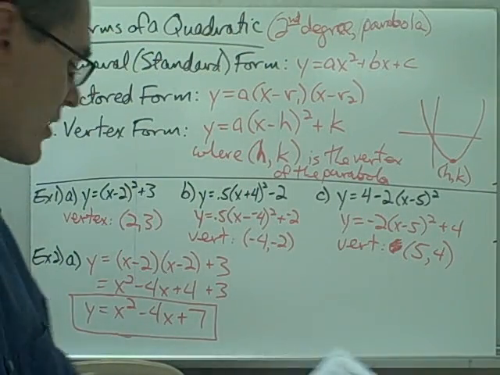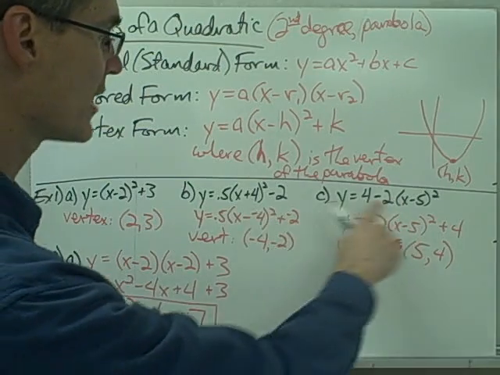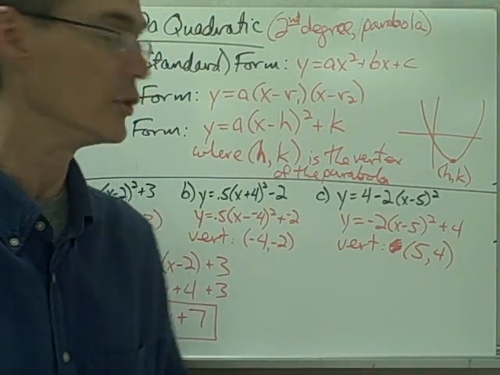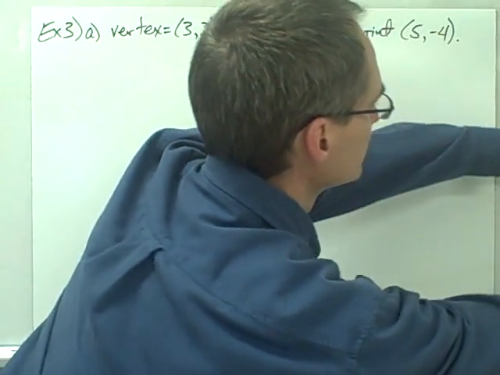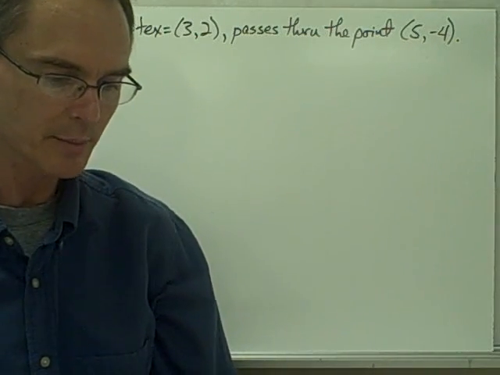Now the other two examples here, examples B and C, they are similar. They just involve doing a little bit of algebra and multiplying out a squared binomial. I'm going to leave those for you to do. And let's take a look now at example number 3.